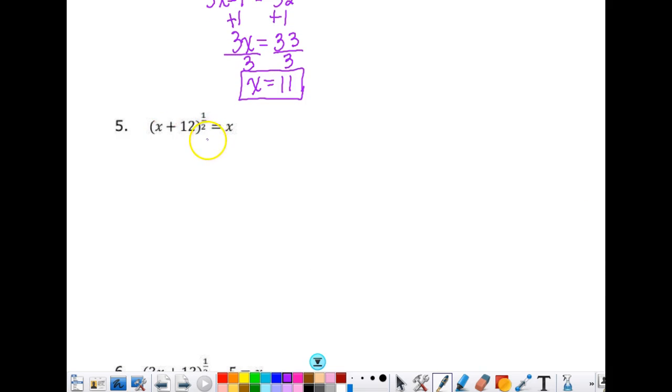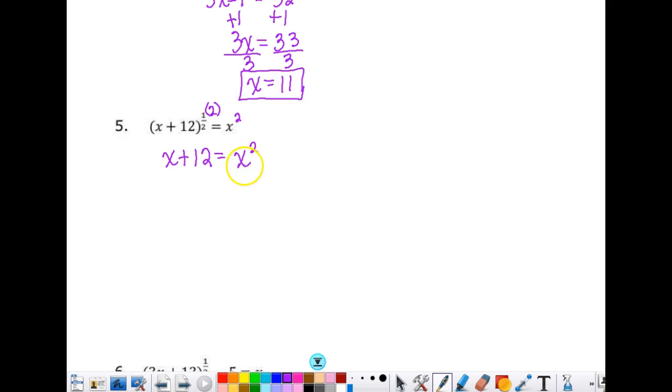Well, what do we do for number 5? How do we get rid of that 1/2? Multiply it by an exponent of 2. So multiply this by an exponent of 2. Now we have just a plain old x plus 12 equals x squared. And then we have, this is the first time on all these other problems in 1, 2, 3, and 4, we didn't have an x squared. But we have an x squared here. How many answers do you think we're going to get? We're going to get 2, because we're going to end up having to factor it.